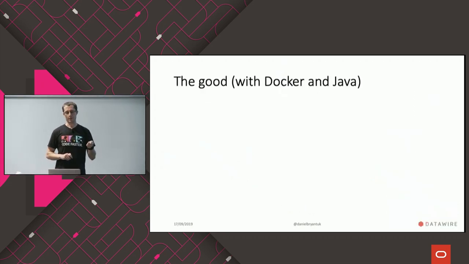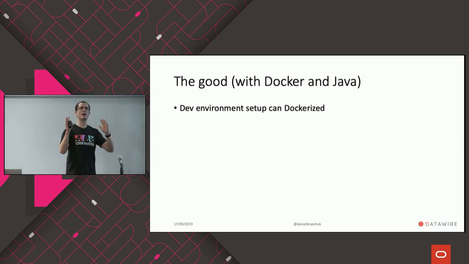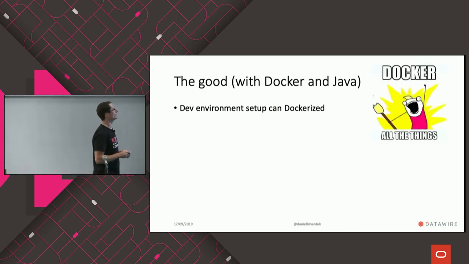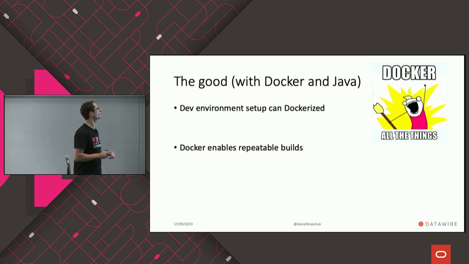So the good with Docker and Java: we can Dockerize, containerize. I may use the two terms interchangeably. They're not the same. Docker is a brand, if you like, of container tech. Apologies if I switch between them; I use Docker mainly, I'll be honest. You can Dockerize your dev environment setup, which is quite nice. Docker all the things. I know Netflix have quite a complex build chain, even locally, so they put all the things in a Docker container. That's nice and portable. You don't have to pollute your machine with lots of brew installs or apt-gets, all this kind of good stuff.